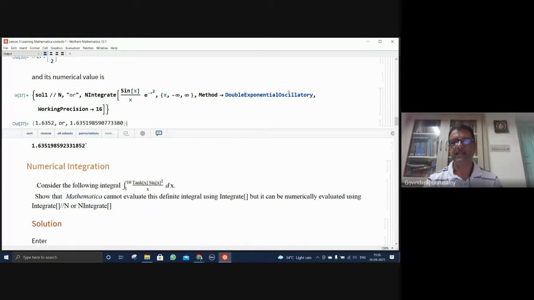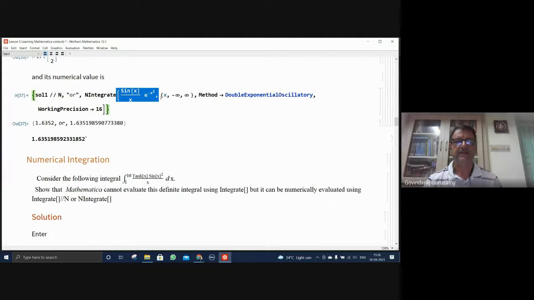Okay, the double exponential oscillatory method is being used because this is not a simple integration. It has an error function involved, and therefore it should be done very carefully, not with the usual method. This is being done with an exponential. NIntegrate, a particular method, is followed.